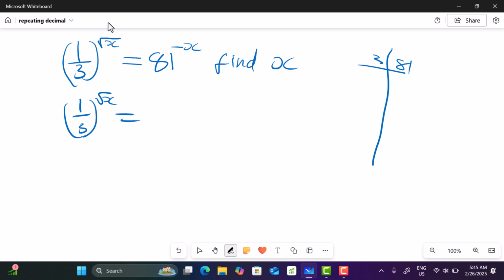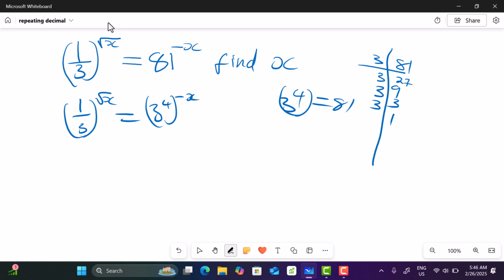You start with 3: 3 into 27, 3 into 9, 3 into 3, 3 into 1. So 3 power 4 is the same as 81. So here we have (3 power 4) bracket, minus x.